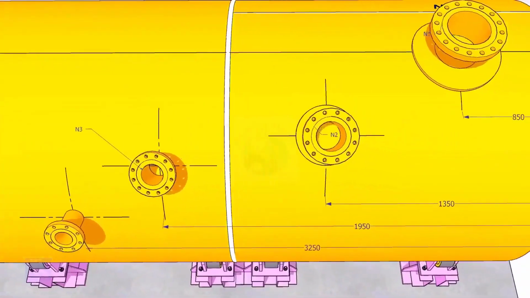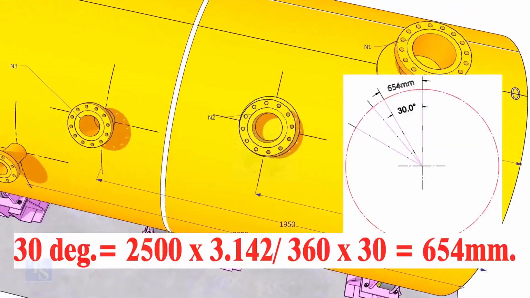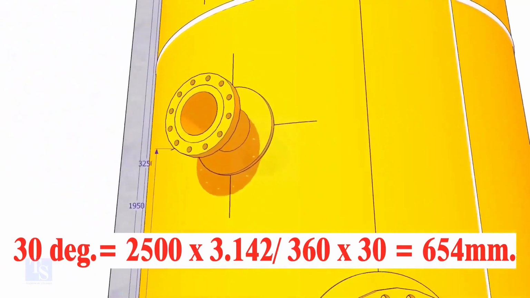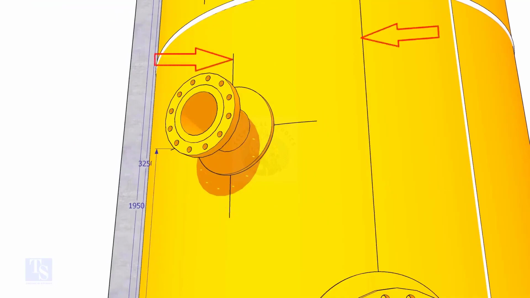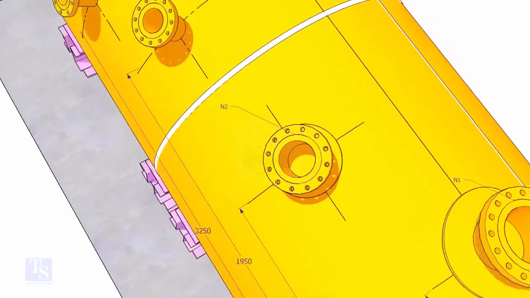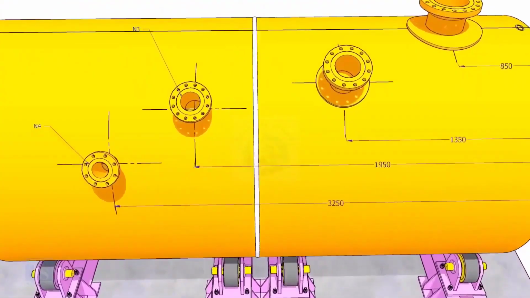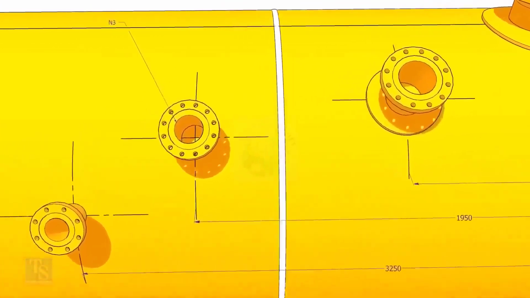Let us mark the center of nozzle N2. It comes on 30 degree anti-clockwise. Convert 30 degree to arc length. Mark this dimension at two locations as shown and draw a line. Draw an arc of 1350 millimeters from the edge of the shell, intersecting this line. This point is the center of the nozzle N2.